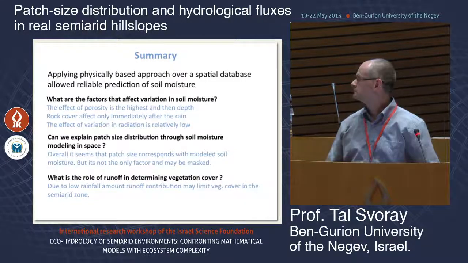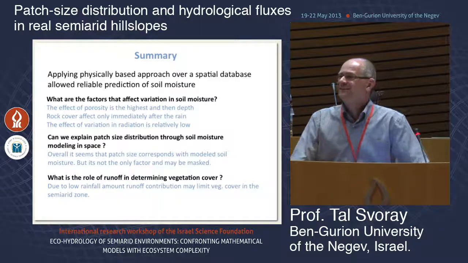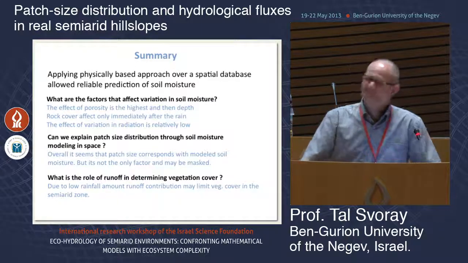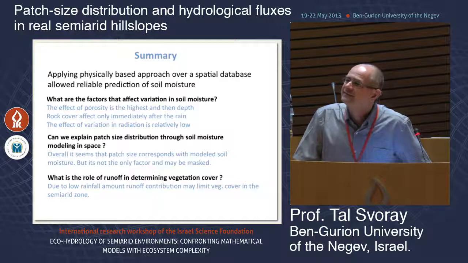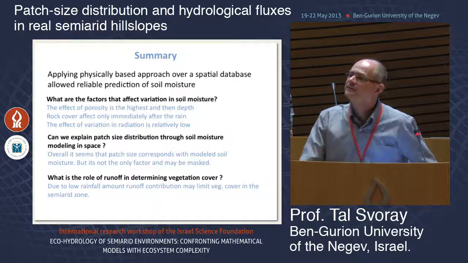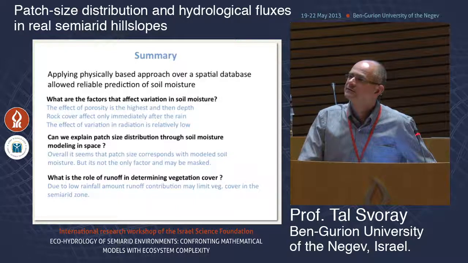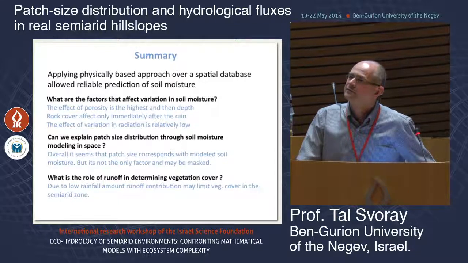Okay, another question because you're the organizer, Gabi. Just an observation. It seems that if the variation in radiation within the slope is not having much impact, does that mean that what is the transpiration doing to the question number one?